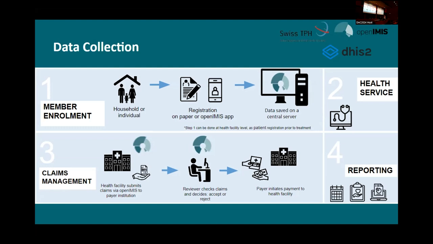Reviewers on the scheme side review the claim and check whether it is processed, rejected, or accepted, and so it goes on. In the end, we reimburse the health facilities. Based on that, when we produce reports, that's where DHIS2 comes into place.